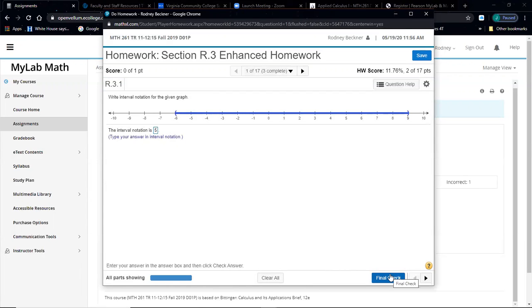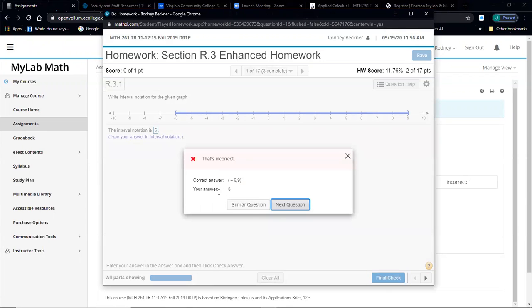Now notice it says final check. Generally speaking, you get 3 attempts on a problem. If it's a drop down menu, you might only get 1 attempt. And on the final check, if you get it right or wrong, it tells you what the actual correct answer is. Then you can hit this button, similar question, and if you go to the next one and come back to it, the similar question would be where it says final check.